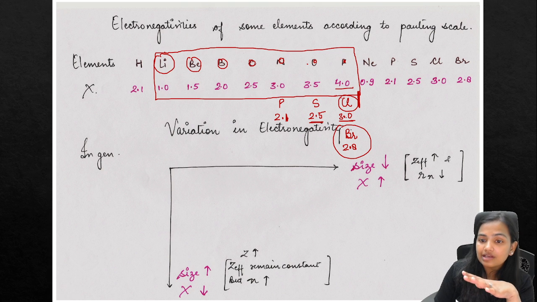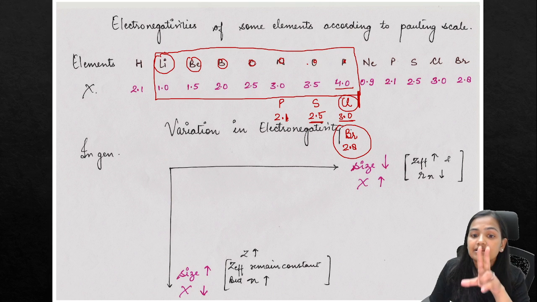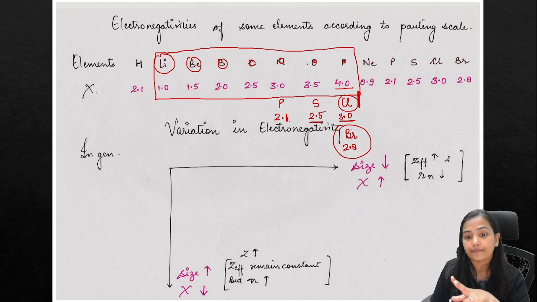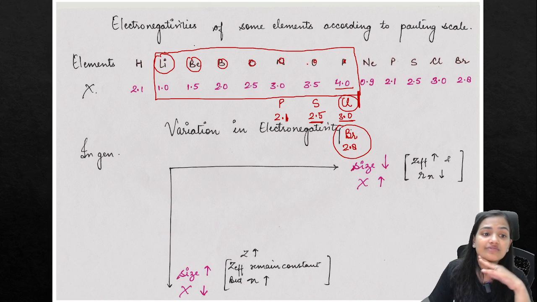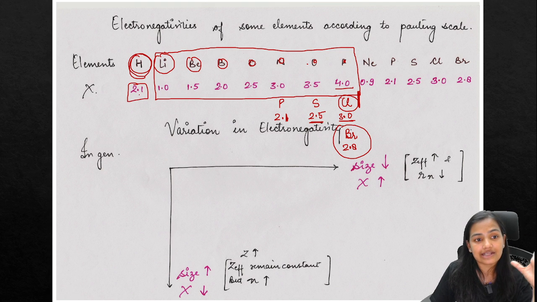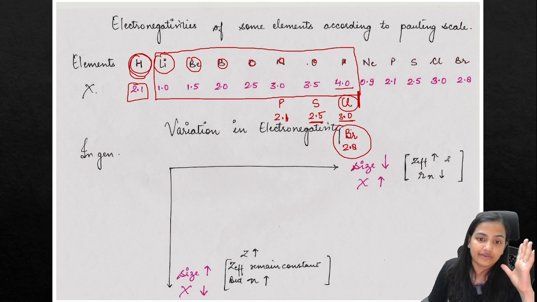Okay, chlorine is 3, sulfur is 2.5, a difference of 0.5, then phosphorus is 2.1. And if you see bromine, this becomes 2.8. Now there is one more element that we need to learn, which is hydrogen. The hydrogen value is also 2.1. So you can see that hydrogen and phosphorus have the same electronegativity value.